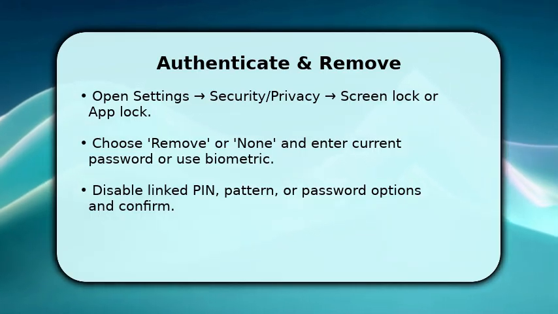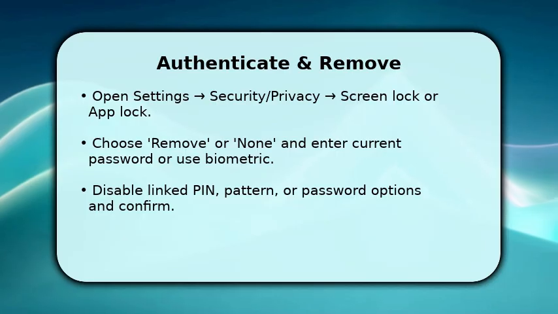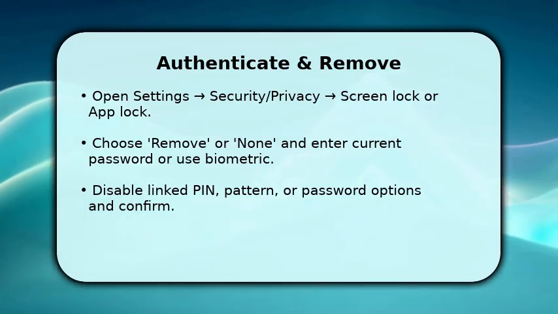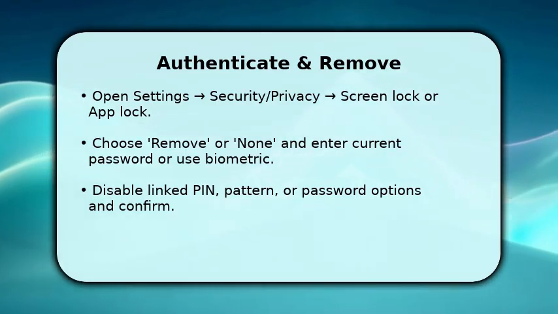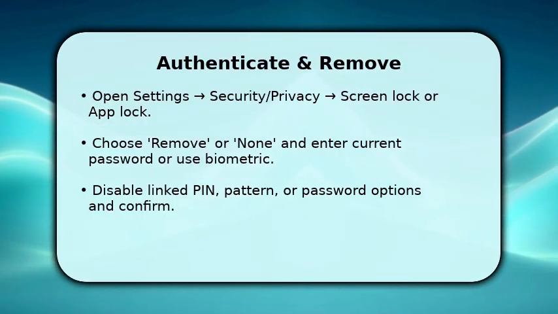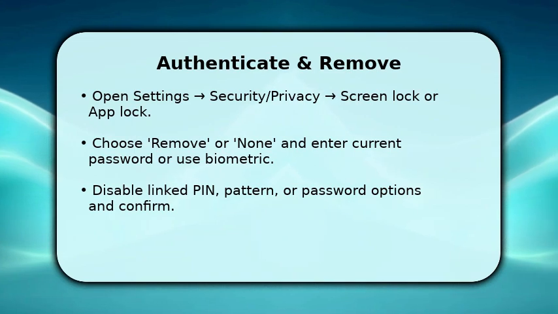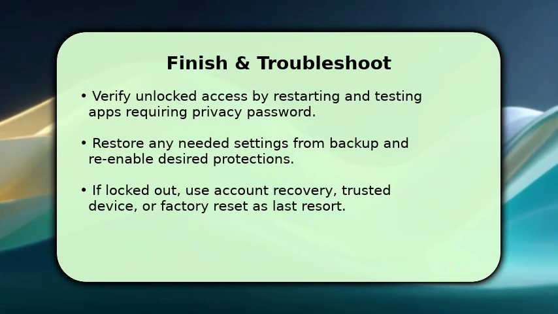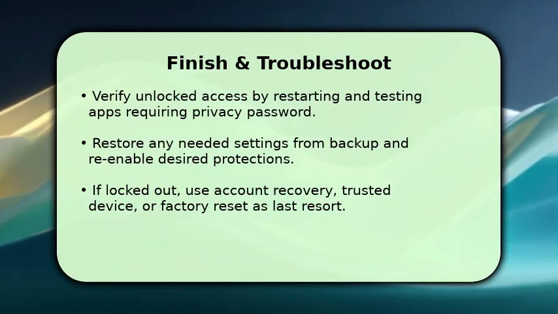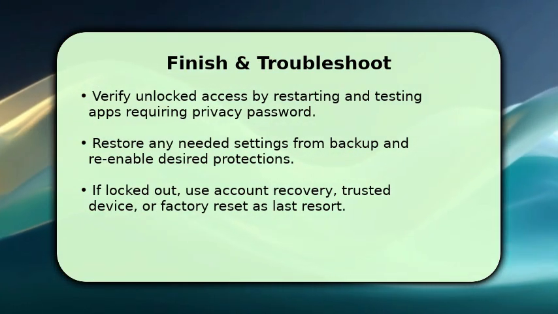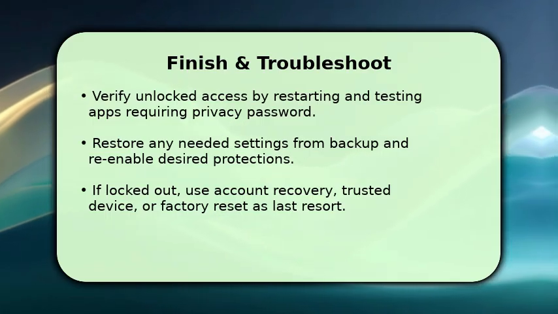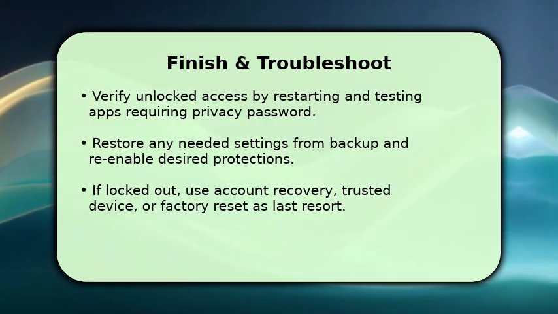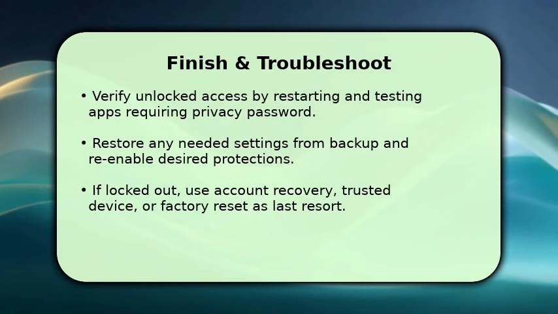Make sure to disable any related PIN, pattern, or backup authentication methods so the privacy password does not persist in another form. This prevents accidental relocking after you finish. Complete the process by restarting and testing access to sections previously protected by the privacy password. This confirms removal. Once satisfied, restore any settings from your backup and reapply only the protections you actually want.